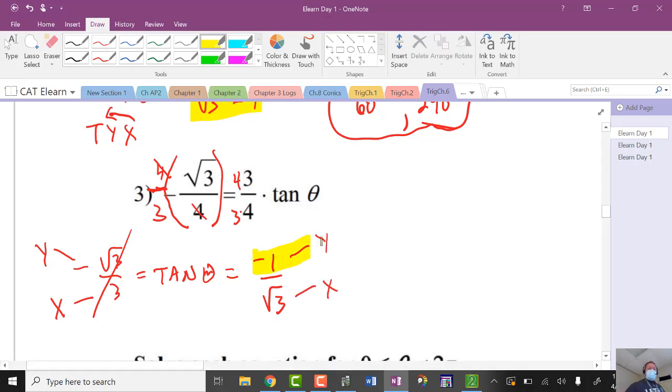And what is the reference angle? What is always opposite 1 or -1? It's a 30. And it's a 30 in what quadrants? Where is tangent negative? What quadrants? 2 and 4 is what ASTC says that occurs.